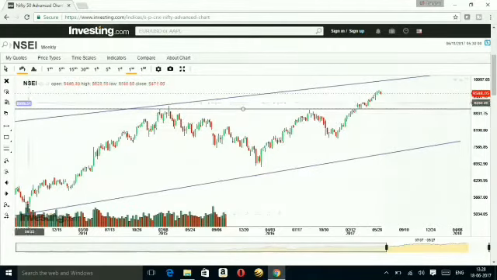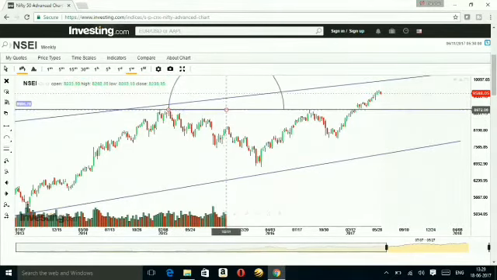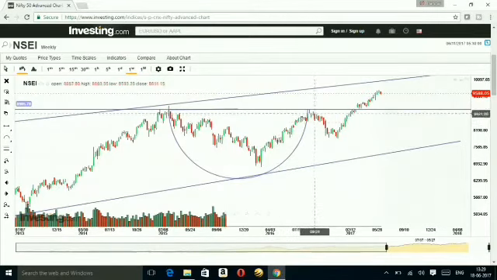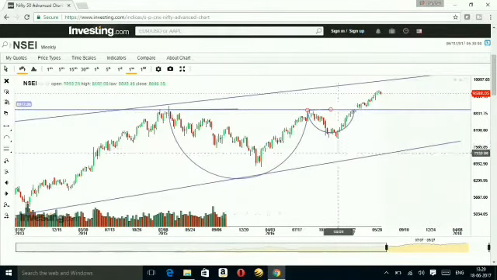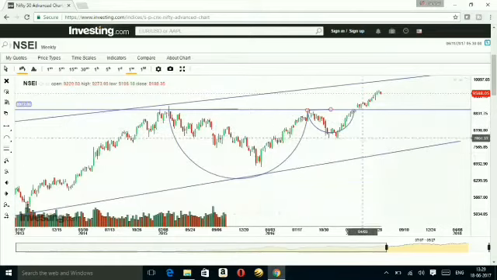In my earlier videos I had already explained how the cup and handle pattern looks. So let's try to see if we can draw a cup. I'm considering this as my cup and this as my handle. If you want to check what the target can be for a cup and handle pattern, you can revisit my earlier videos.